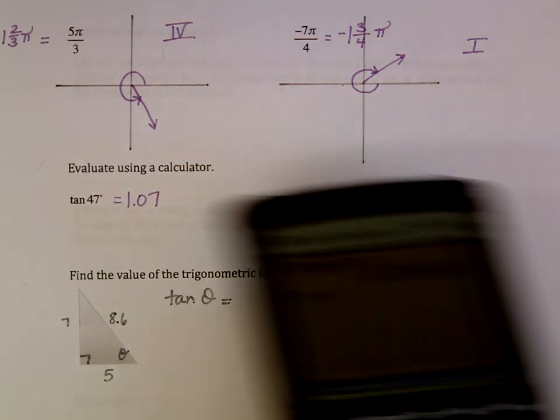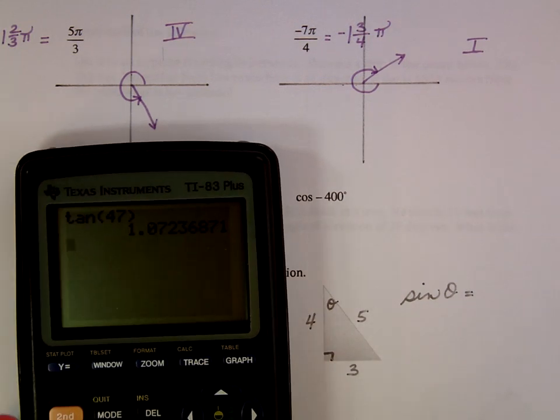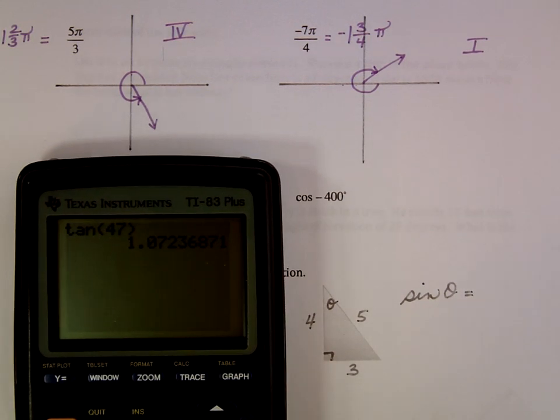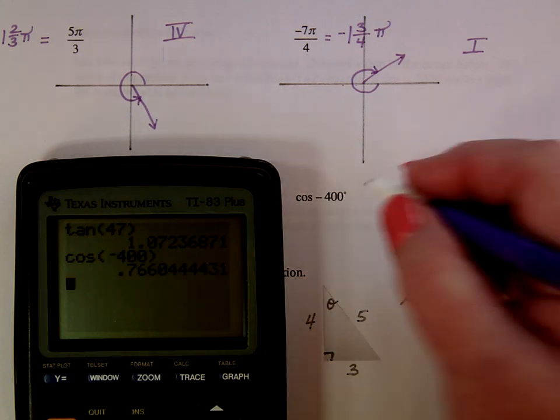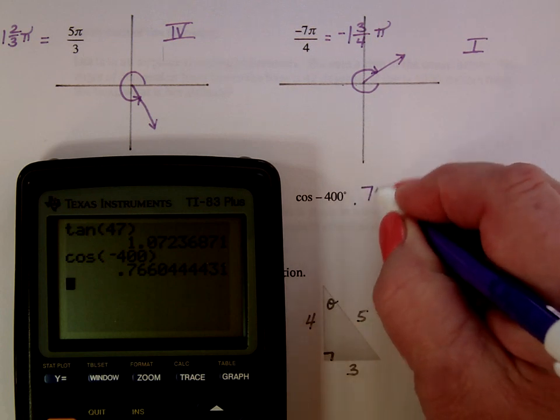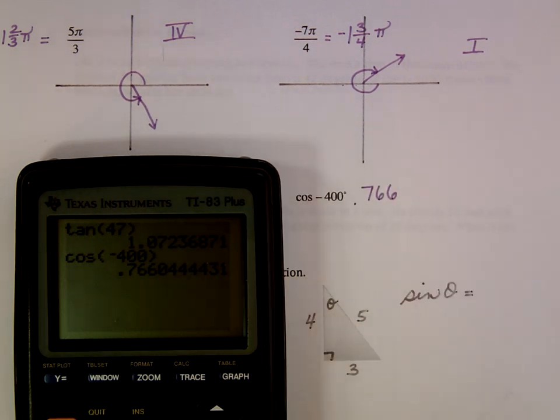The next one's cosine of negative 400 degrees. So if I go back to my calculator, cosine, I hit the cosine button, and I put in negative 400 degrees, and it gives me 0.766. So evaluate using the calculator.